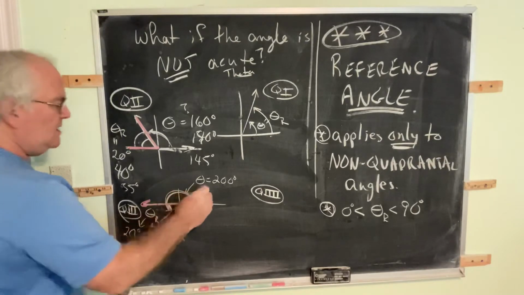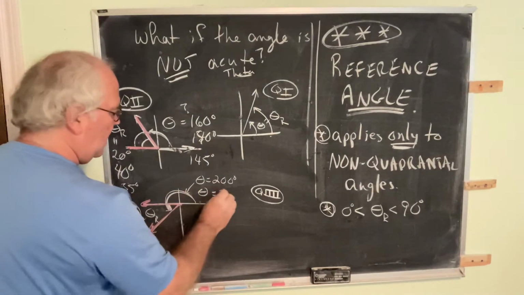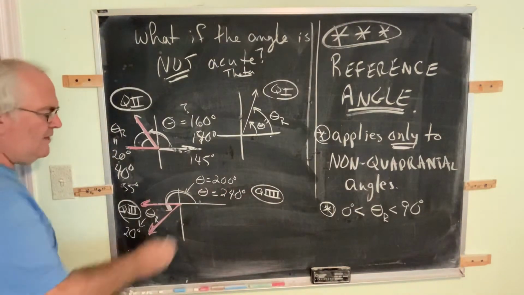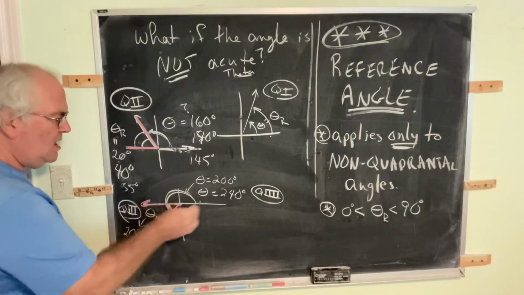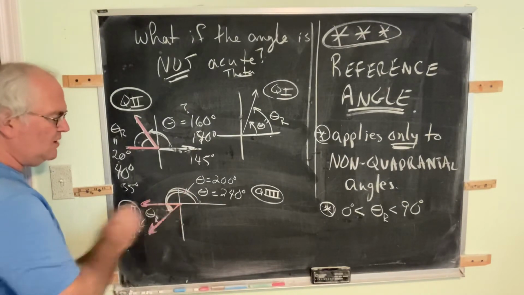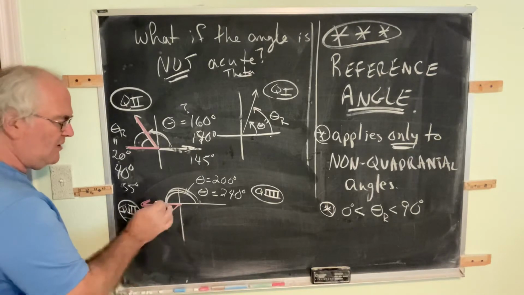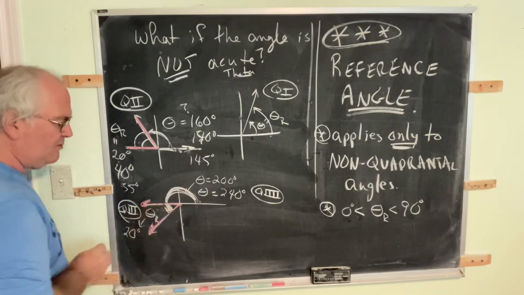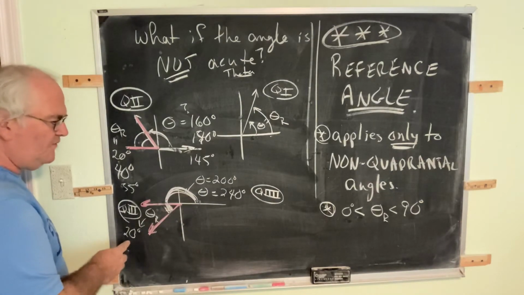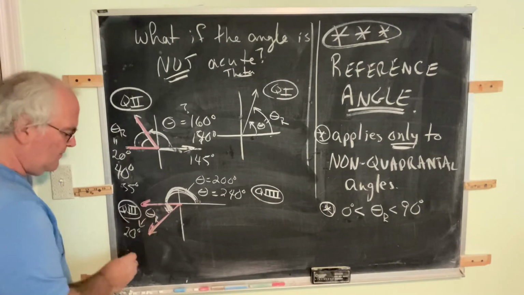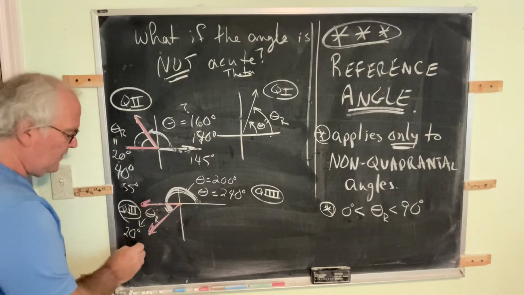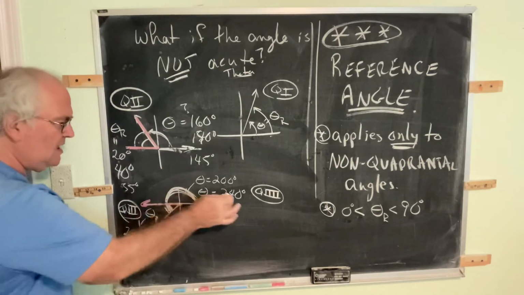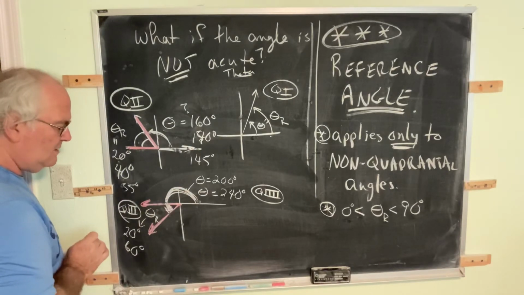What if theta is 240 degrees? That means it's 180 plus a little more. So if this whole thing is 240 degrees, don't worry about the 270, worry about the 180. You need to subtract off the 180 to give this leftover piece, which is what we're looking for. So 240, subtract off the 180. If theta is 240 degrees, theta reference is 60 degrees because the 180 plus the 60 gives you the 240.